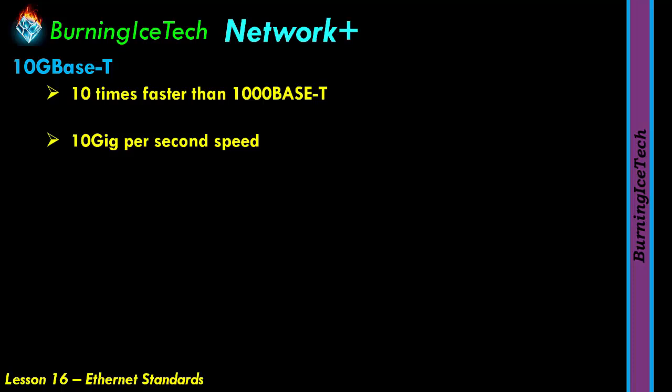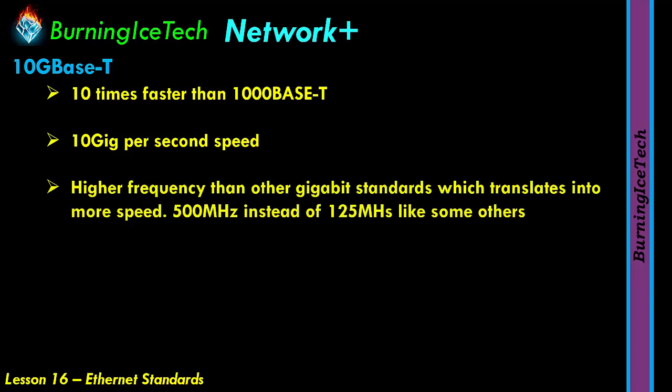This standard runs at a much higher frequency than the other gigabit standards. It runs at 500 megahertz instead of the 125 megahertz some of the others run at, which translates into a heck of a lot more speed. Now, sometimes these cables, guys, visually they'll look the same, they will feel the same, but the one cable will be so much faster than the other one.